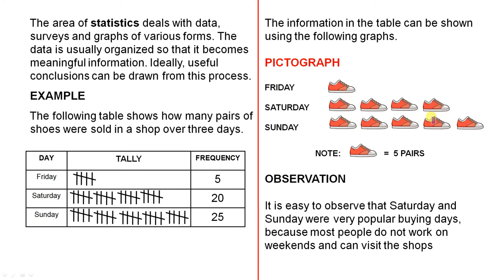Even from this graph here, we can make a certain observation. It is easy to observe that Saturday and Sunday were very popular buying days because most people do not work on weekends and can visit the shops. So assuming Friday is a normal working day for most people, that could be a reason why not many shoes were sold. And you can see there's a significant increase in the sales on Saturday and Sunday, possibly because it's a weekend where people don't usually work.